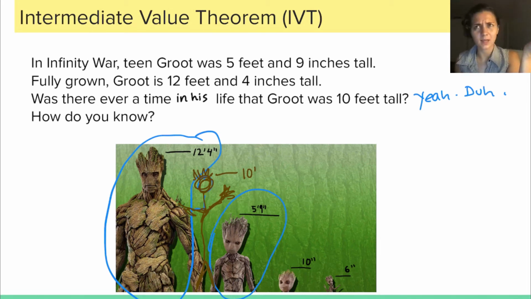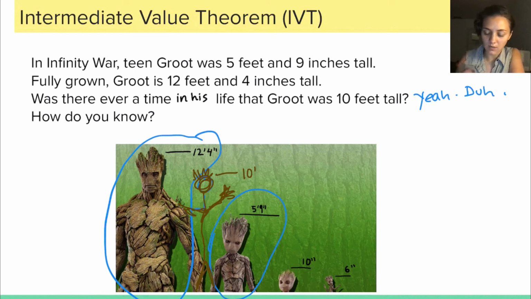Sometimes it can be a challenge to explain something that seems so basic, because it just seems so obvious. However, in calculus, we do have to explain stuff like this sometimes, where we can't just say, this is really obvious, he was clearly 10 foot tall, sometime in between them. And so the intermediate value theorem is how you can explain it.